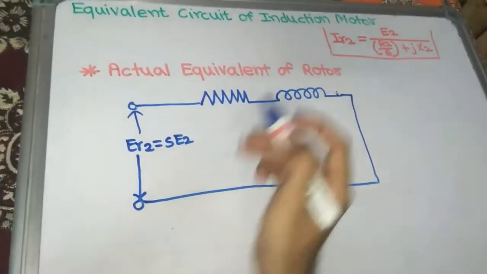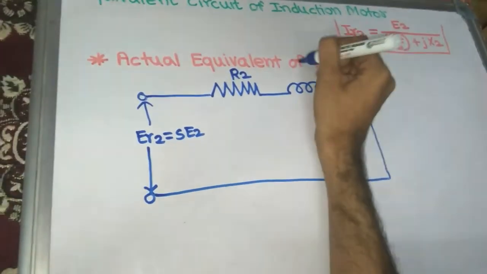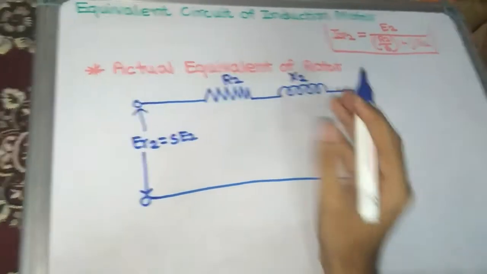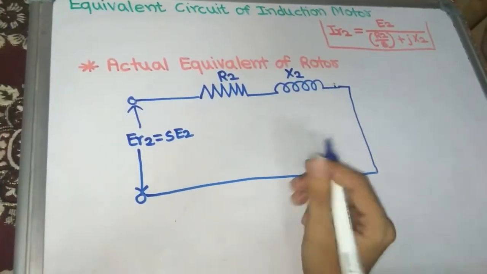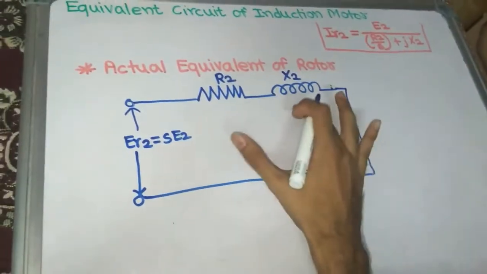We have seen it already. This is the rotor resistance per phase R2, and this is the rotor leakage reactance per phase X2. But which parameter is varying in the rotor? Rotor resistance R2 is constant, it is not varying. But what about X2?